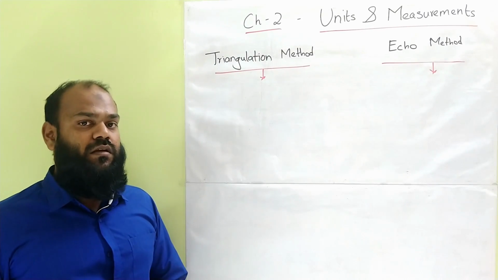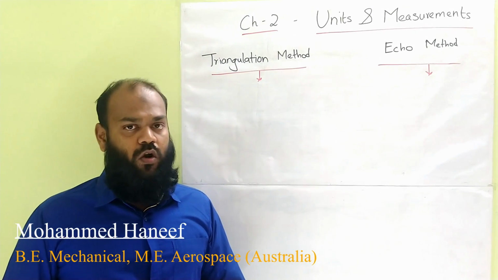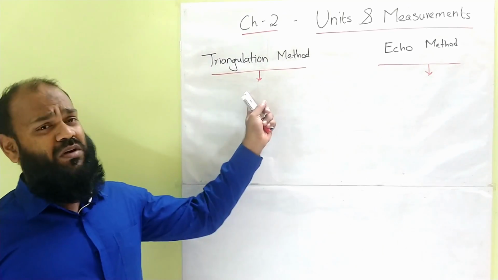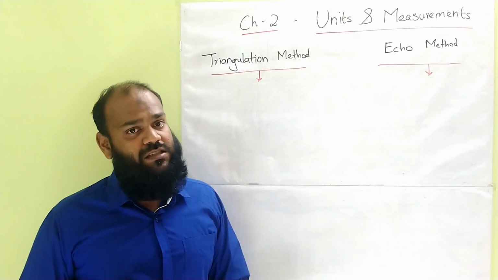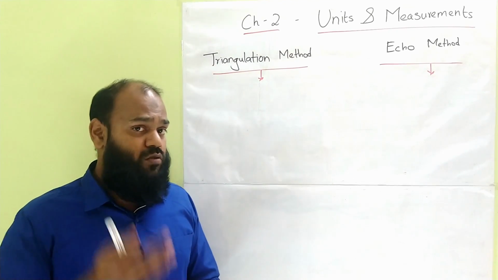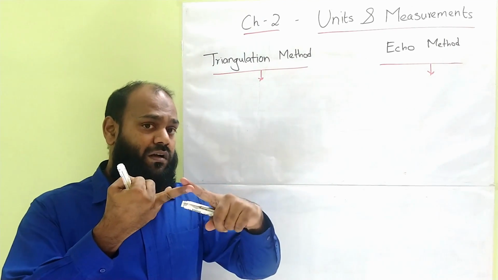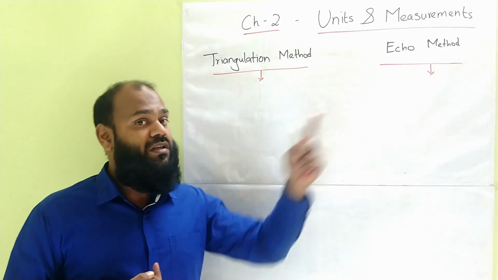So we have seen how the parallax method can be used to measure the distance of an unknown object. Now let's see the other two methods which can be used to measure the distance of an inaccessible object. That is, one is called the triangulation method and another is the echo method. So three methods: parallax method, triangulation method and echo method. We have seen the parallax method. Now we go for the triangulation method and the echo method.